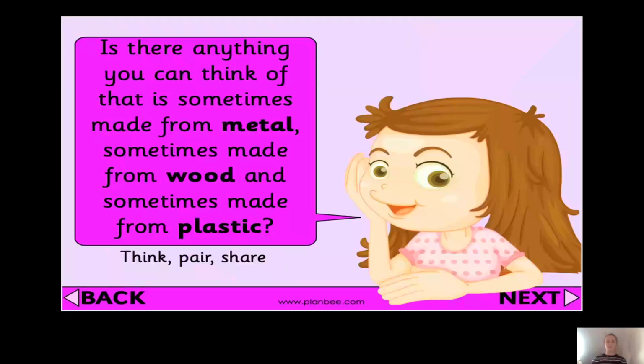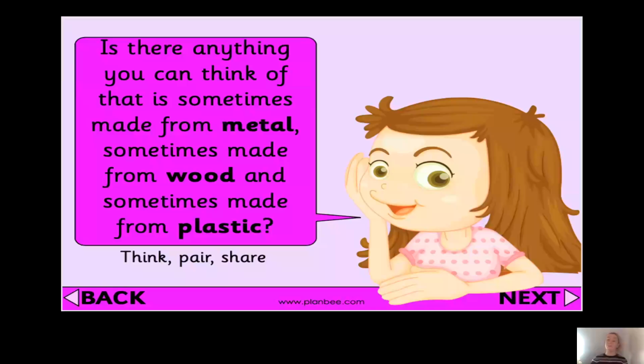Now we thought of the spoons. Can you think of anything else that can sometimes be metal, sometimes wood, and sometimes plastic? So we've made it even harder now. There's 3 different materials that you need to think of. Okay, pause the video now and have a little think. Okay, what did you think of? Should we see what I thought of?